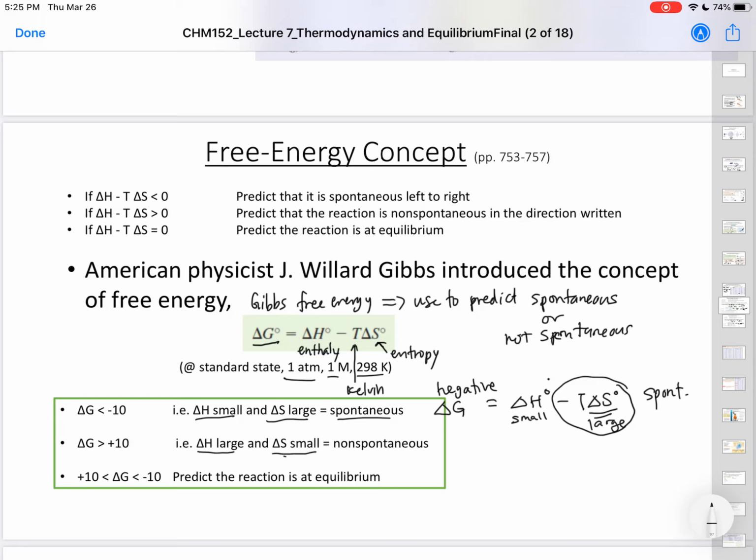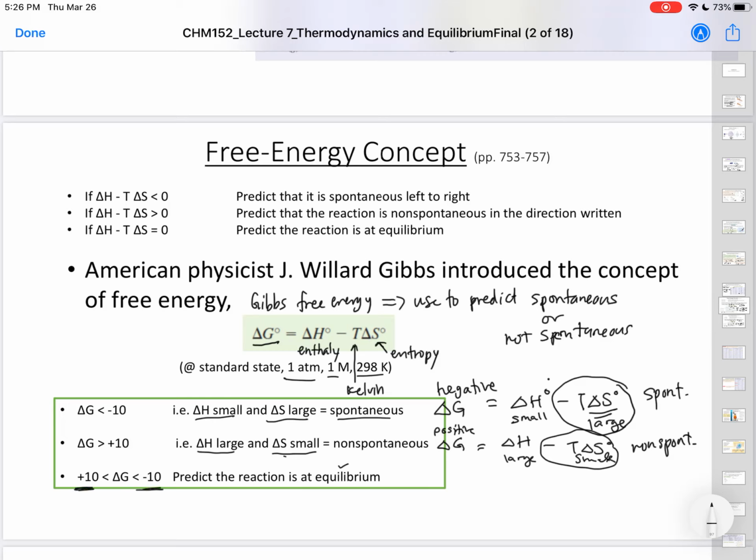If delta G is positive, and this means non-spontaneous, okay? If delta H is large and delta S is small, let's look at it again. If you say this is positive, okay? The only way that happens is if your delta H is large, and then this number here is small, right? Because whatever you're subtracting has to be small for it to be a positive value, right? So this is non-spontaneous, okay?